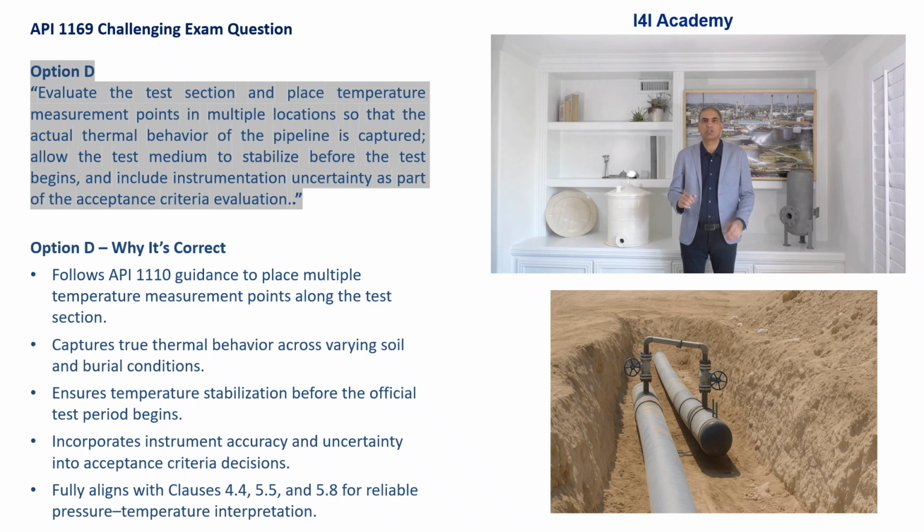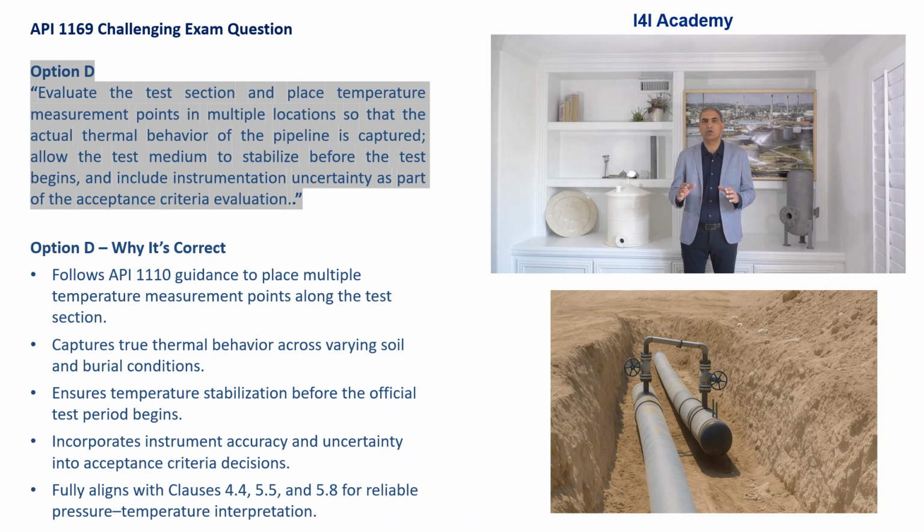Clause 5.5 reinforces that the temperature of the test medium needs time to stabilize before the official test period begins. If the operator doesn't wait for stabilization, then early pressure shifts can be misread as leaks. Option D correctly includes this requirement. The final part of option D, considering instrumentation uncertainty, is exactly what Clauses 4.4 and 5.8 imply. API RP 1110 acknowledges that both pressure and temperature devices have uncertainties, and those uncertainties must be accounted for when deciding whether the test meets acceptance criteria.